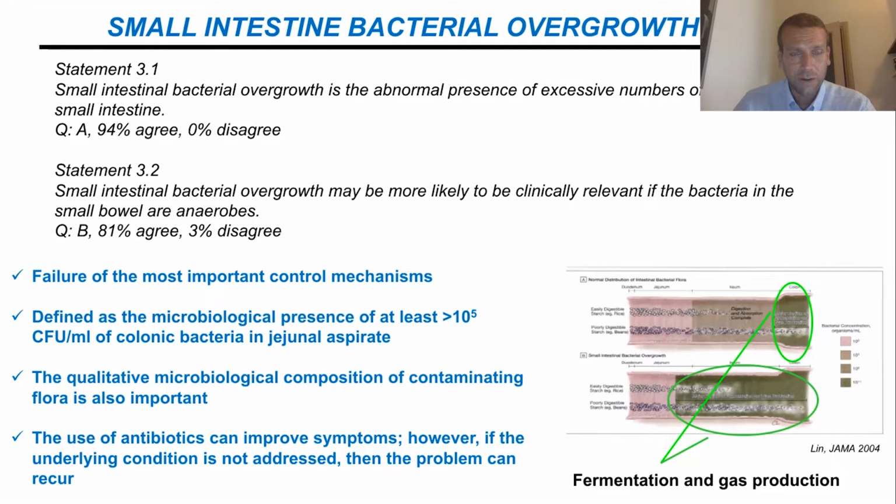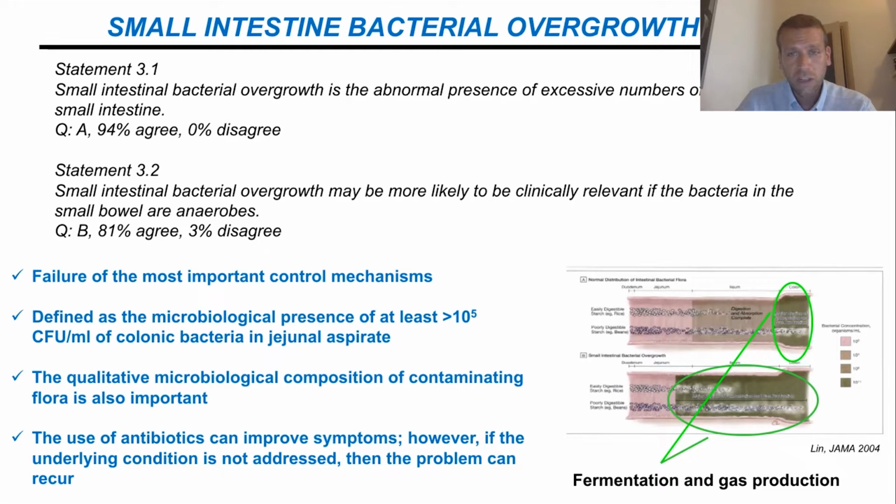At the same time, there are some specific conditions that can predispose to SIBO, and we will see which are these conditions, because these are really important to define the ideal patients that can benefit from this test. Historically, SIBO was defined as the microbiological presence of at least 100,000 colony forming units per ml of colonic bacteria in a jejunal aspirate. However, this kind of test is really invasive, and also subject to a high rate of false positives.